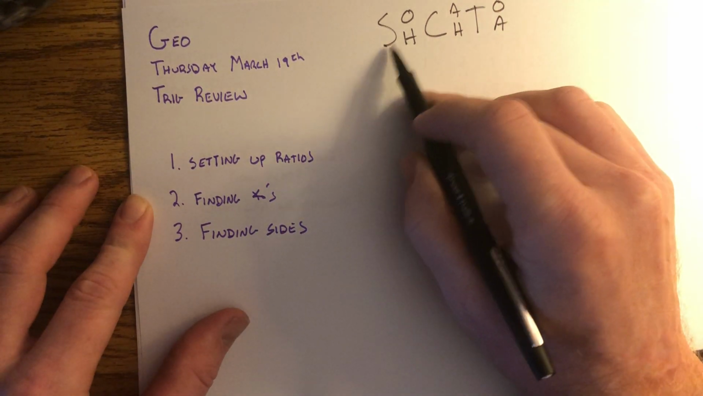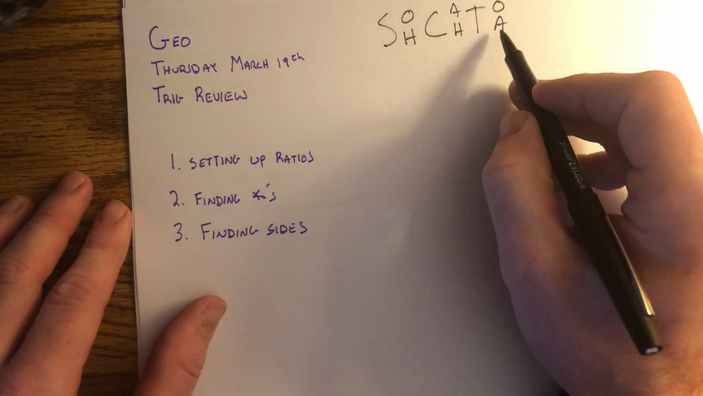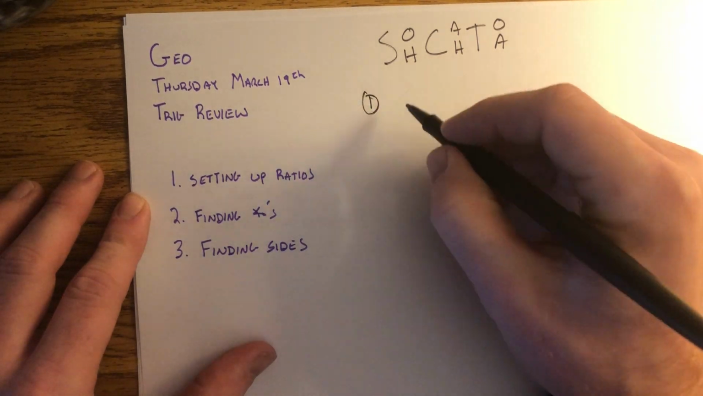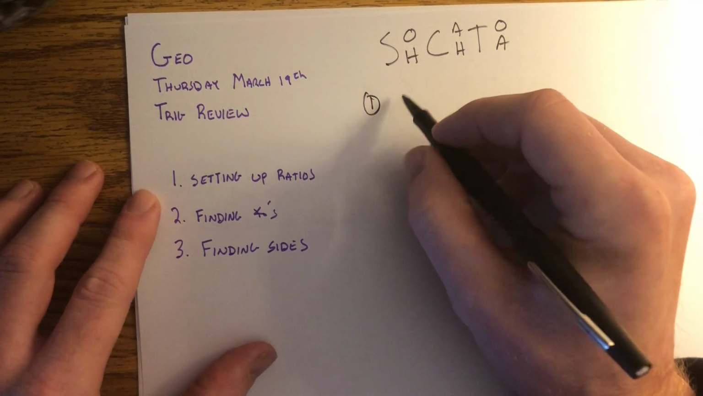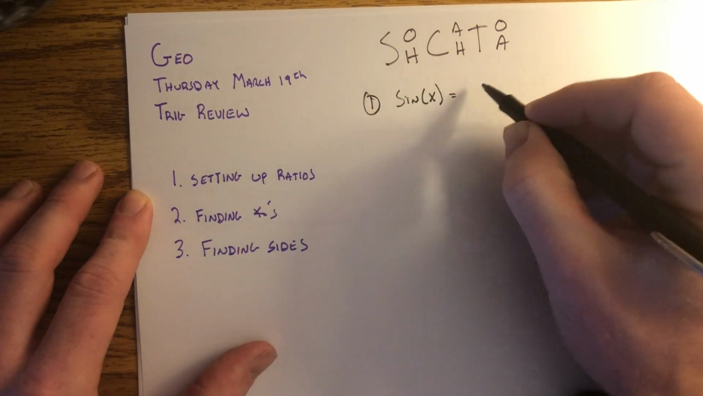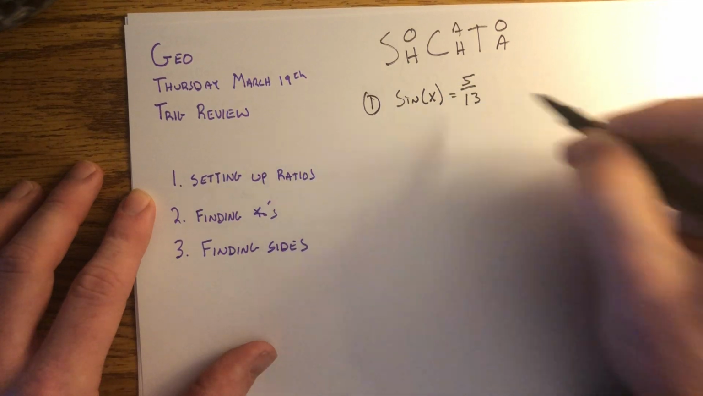SOHCAHTOA. Sine, opposite over hypotenuse. Cosine, adjacent over hypotenuse. Tangent, opposite over adjacent. So let's say I had something like this, example number 1. We'll set up a couple ratios. Let's say I had the sine of some angle x equals, I don't know, 5 over 13.